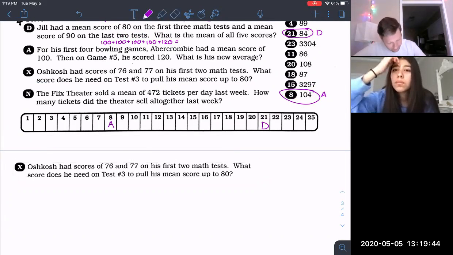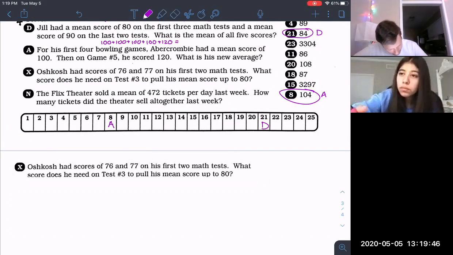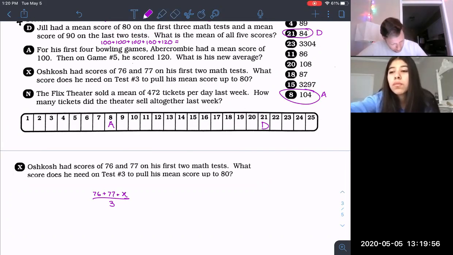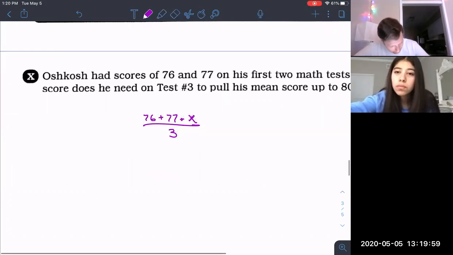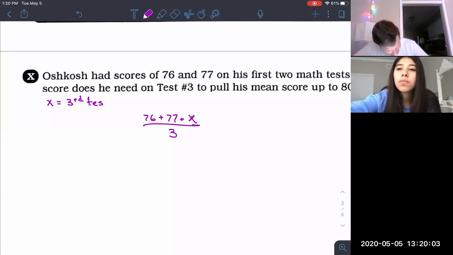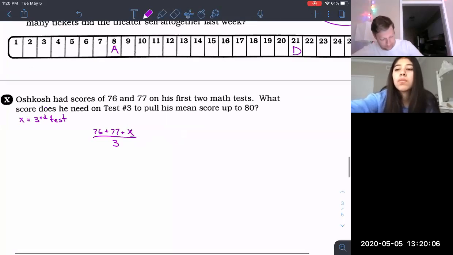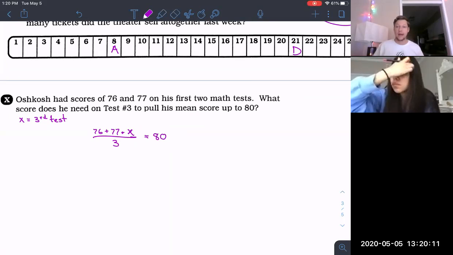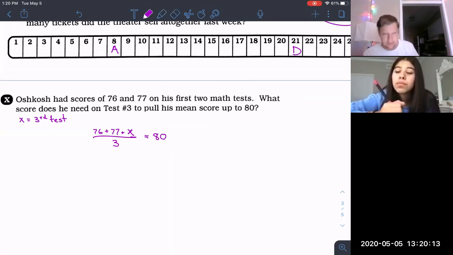Okay, so basically we're saying he took 3 tests, right? He got a 76, he got a 77, and then he got some unknown value. So we do know that X represents his third test, because he hasn't taken it yet, and we don't know what that's going to be. However, we do know that he wants his mean, the answer, to be 80. So when we add up his 3 tests and divide by 3, we want to get an answer of 80. So we have to do a little equation solving here, which is kind of cool.